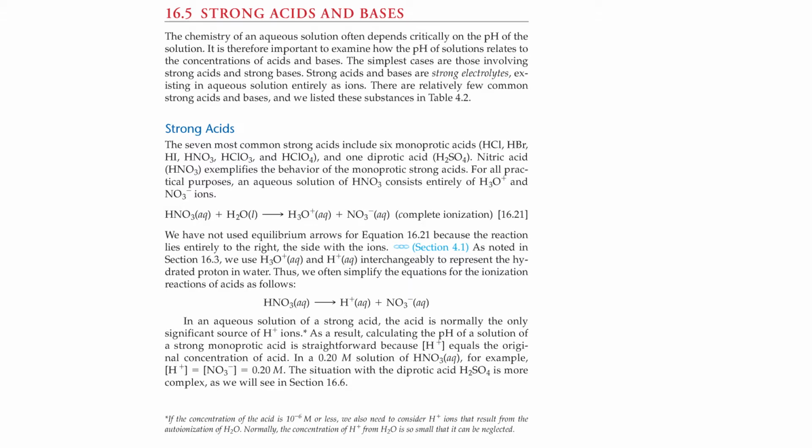Strong acids and bases are strong electrolytes, existing in aqueous solution entirely as ions. There are relatively few common strong acids and bases, as we have listed these substances in Table 4.2. Strong acids. The 7 most common strong acids include 6 monoprotic acids: hydrochloric acid, hydrobromic acid, hydroiodic acid, nitric acid, chloric acid, and perchloric acid, and 1 diprotic acid, sulfuric acid.